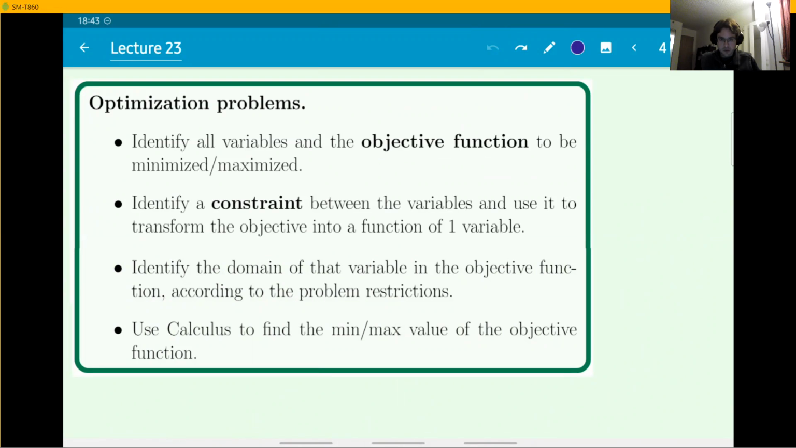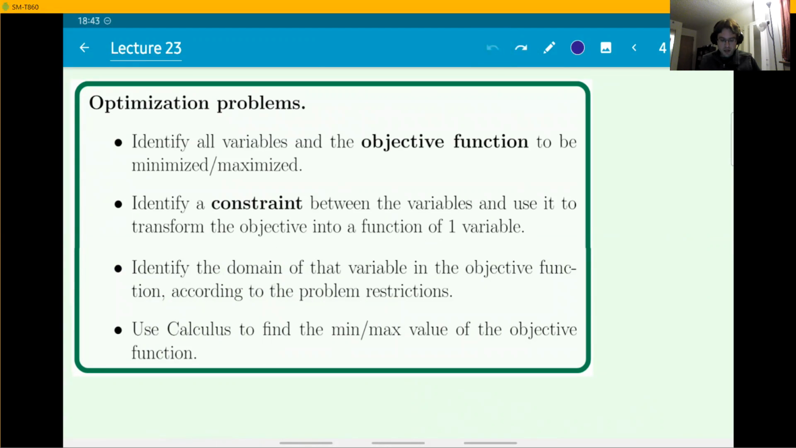It's not going to be always that clear because they're mostly word problems. After doing that, you're going to also identify some constraint between the variables. In this case, it was x plus y equals 11 or 2. That's the one that you're going to try to use to transform the objective into a function of just one variable. Always you want to do that because we have tools for studying functions of just one variable in Calc 1.